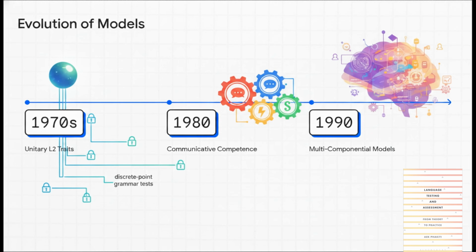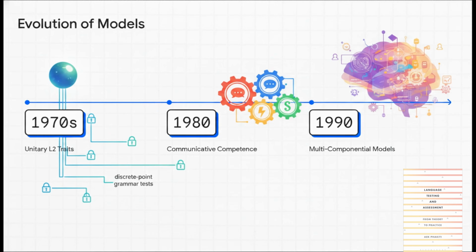But that shifted dramatically. In 1980, Canale and Swain proposed communicative competence, which broke proficiency down into grammatical, sociolinguistic, strategic, and discourse components. And then by 1990, Bachman expanded this into highly complex, multi-componential models. So as the academic models shifted from discrete skills to this broader communicative competence, the tests themselves had to shift too, right? Like moving from isolated grammar quizzes to actual performance-based tasks.